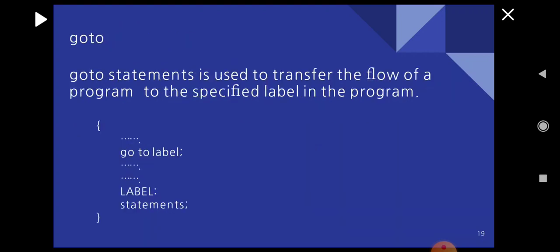Go to statement is used to transfer the flow of the program to the specified label in the program. That is, we will give the label here, and according to the label the set of statements are going to be executed.